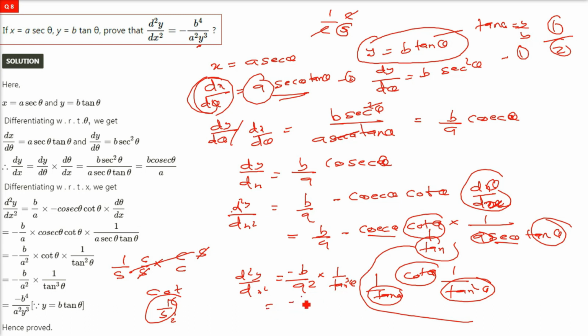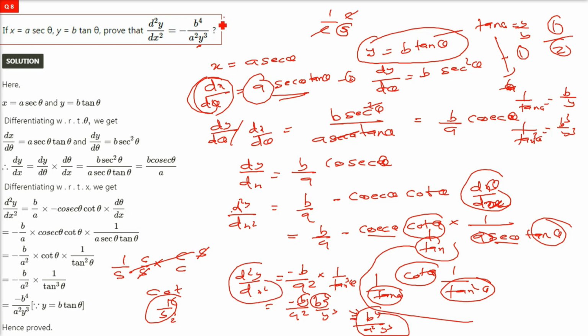So minus b by a square, you have tan cube theta, it is y square by b square. So when it is reciprocal, when it goes up, it will be b cube by y cube. Now write b cube by y cube here. Now b into b cube is b raised to the power 4, over a square and y. This is the result, alright?